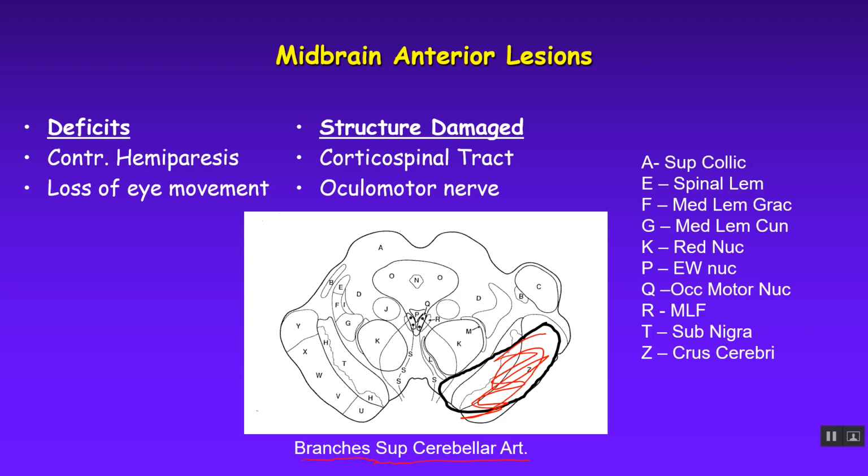Deficits. Main deficits with this are going to be contralateral hemiparesis. So that's due to damage of the corticospinal tracts that are running in that crus cerebri. So you see this is the crus cerebri here. So we've damaged a fairly significant portion of these corticospinal tract fibers that are going to eventually go down to the medulla before they cross over, right? So this is going to be the lesion on the left in this case, hemiparesis on the right.